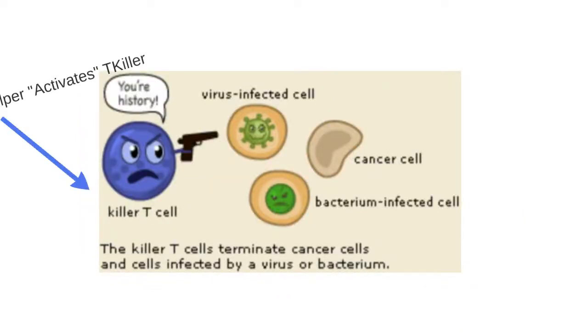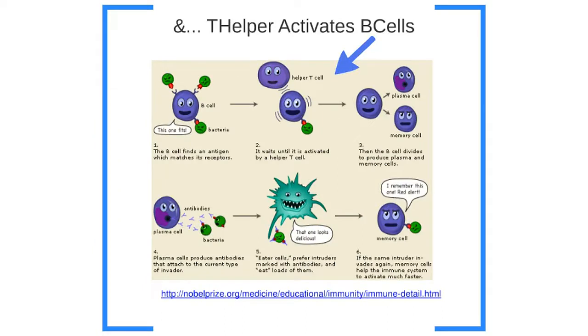So here's what that helper cell does: it activates, remember, those killer cells, and the killer cell will kill virally infected cells, bacterium infected cells, and also cancer cells. And these killer T cells are what really help with chronic disease, with cancer, with stopping cancer.